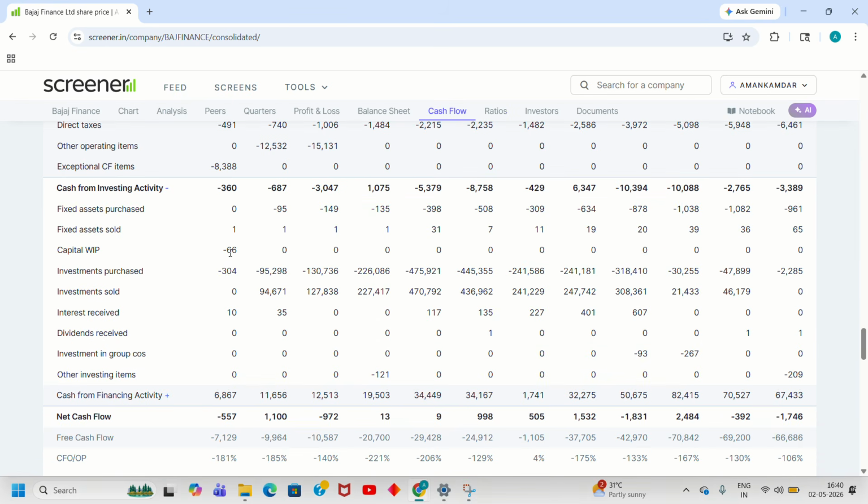Now it's cash flow from investing activities, the investment purchase, where the company has heavily invested. The investment sold, they have also been selling the investments. Investment received, dividends received. Yes.